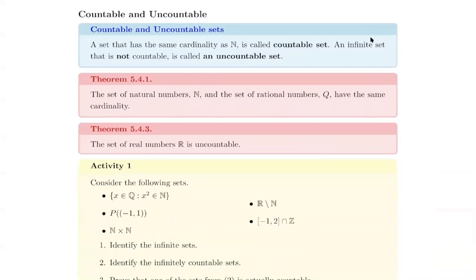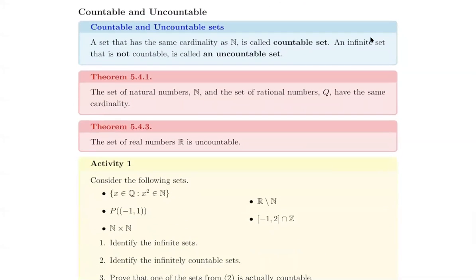First of all, we have countable and uncountable. Here is the definition. A set that has the same cardinality as natural numbers is called a countable set. If you look at this definition, you'll see that finite sets are not countable.